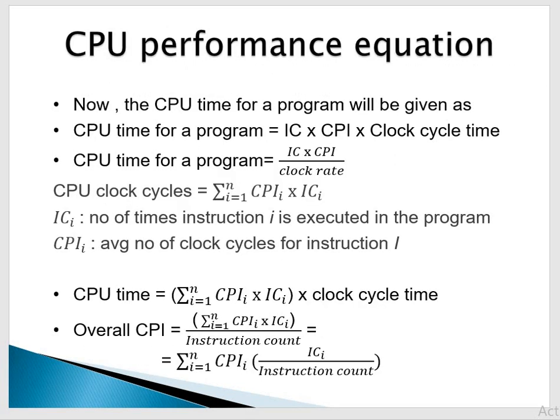Now the CPU time for a program can also be calculated by using the instruction count, or number of instructions, the clock cycles per instruction, and the time period of one clock cycle. So the resultant equation to calculate the CPU time for a program becomes instruction count times clock cycles per instruction times clock cycle time, the time period of one clock cycle. The same CPU time can also be calculated by replacing the clock time with clock rate. As we know, the relation between the cycle time and clock rate is inverse. So clock time is equal to 1 upon clock rate. By replacing this we get IC times CPI upon clock rate.